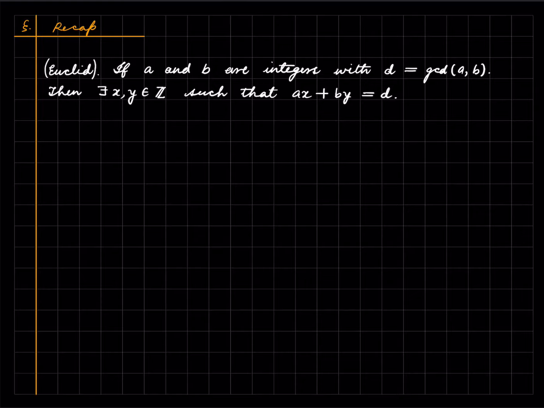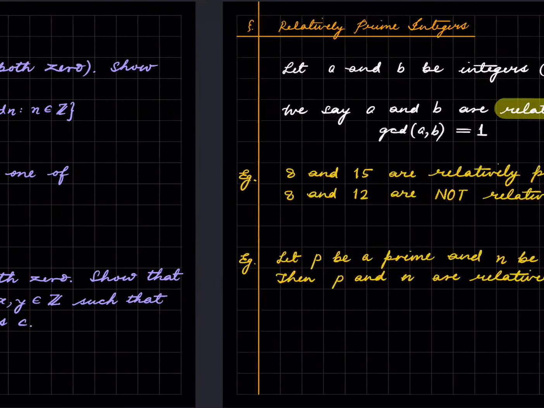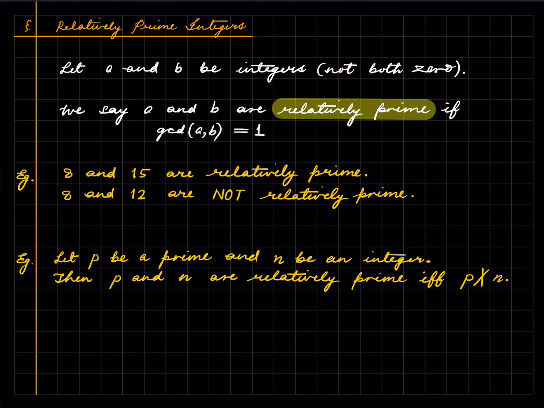Today we'll be looking at relatively prime integers. And again, the main tool for this lecture will be Euclid's theorem, which says that if we have two integers not both 0, where d is their GCD, then you can write d as an integer linear combination of the two integers. Alright, so here are the problems. And let's get started.